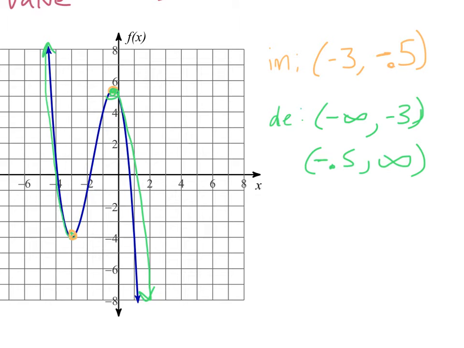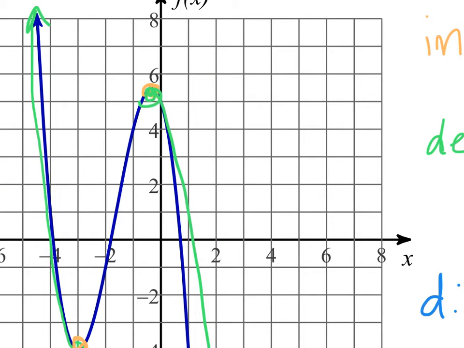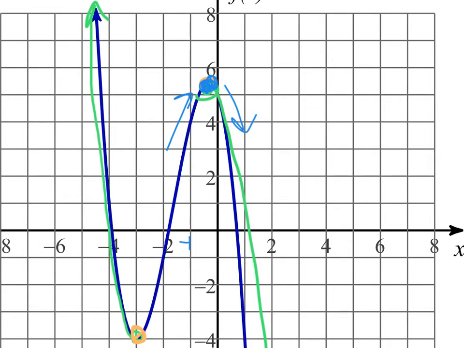Any questions on increasing and decreasing? Wait, where did you get the negative 0.5? From this point. Because we increase, we're going up until that point, and then we start going down. So if this one was negative 1, this would just be about negative 0.5. So just remember when you're looking at increasing and decreasing, it's always going to be the x value, so it's going to be numbers on the x-axis. Understand?